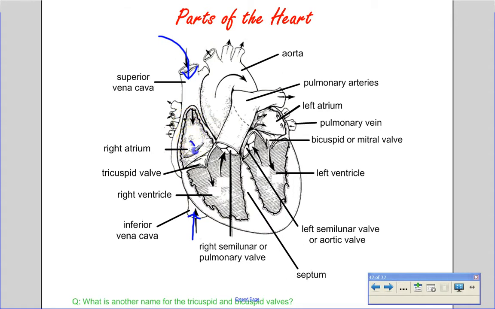Then it's going to pass from the right atrium down into the right ventricle. The ventricles are the more muscular parts of the heart. When the heart beats, it's going to force blood out of the ventricles. It forces blood out of both ventricles at the same time, but it's easier to understand blood flow by following a little bit of blood as it comes back into the heart, into the right atrium, and passes through the heart. So it passes into the right ventricle. From the right ventricle, it would pass up through this big vessel into the pulmonary arteries.